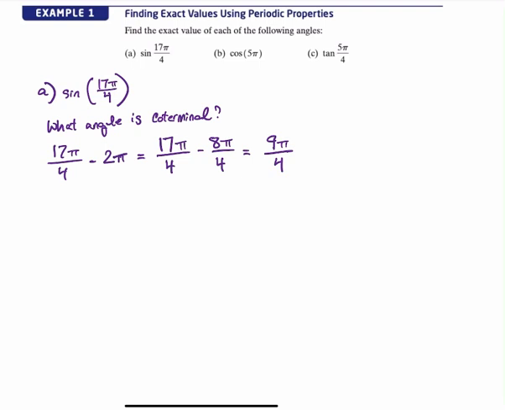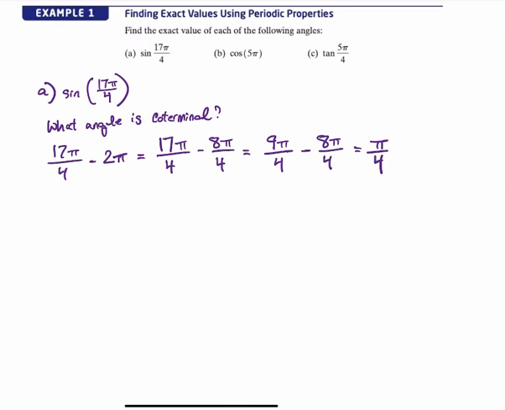So still not one of our unit circle angles. You could count in pi over 4s and see where this lands you. Let's just subtract another 2 pi, or we'll use the already converted version, 8 pi over 4. And notice we get pi over 4. This is in the first quadrant.